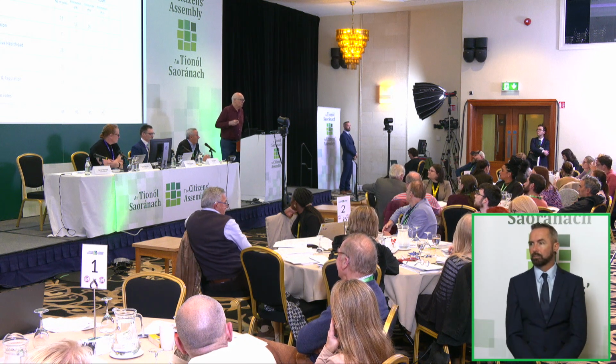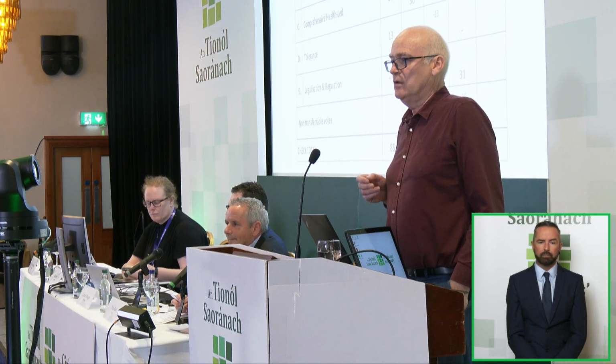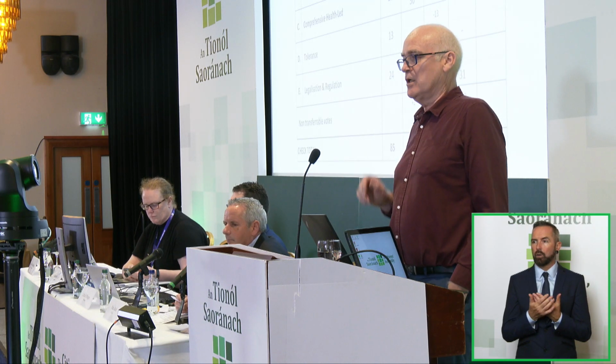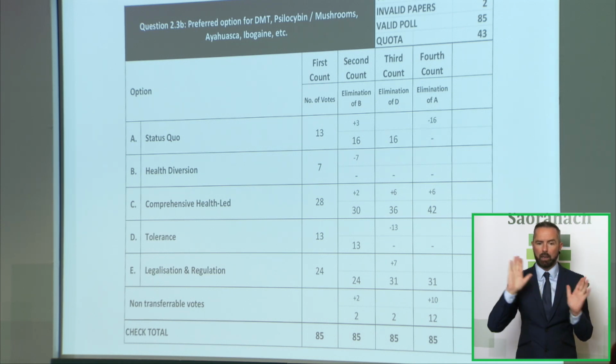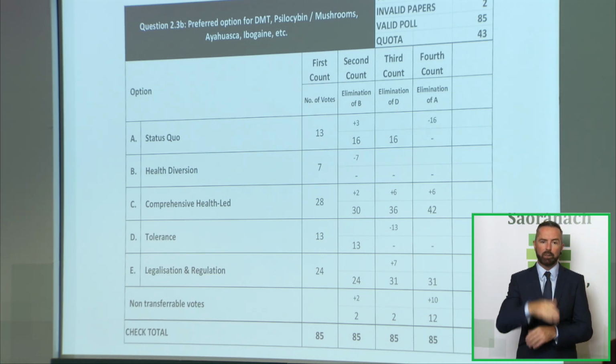So here's the same for the option for, I'm going to call this DMT, etc., if you don't mind, just because I can't pronounce some of those. Again, we had 87 votes. We had 2 invalid papers in this, which gives us a valid poll of 85. The quota is slightly lower on this, therefore at 43.